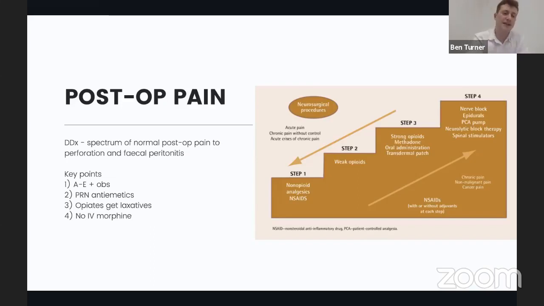And at that point, it's important to remember your A to E. Check their obs: has their blood pressure suddenly dropped and they've become tachycardic at the same time as this pain starting? Get the antiemetics into them. Don't forget about your opiates, but if you're going to give them, make sure you've got laxatives, and never give IV morphine on the wards, because you'll certainly get patients that ask for it and it's not appropriate to give. It causes a marked increase in the degree of respiratory depression compared to oral opiates.